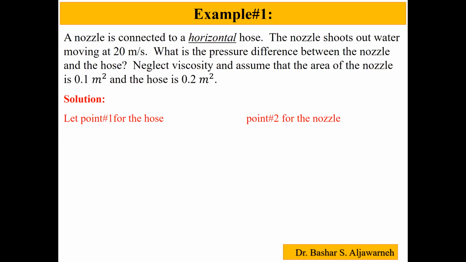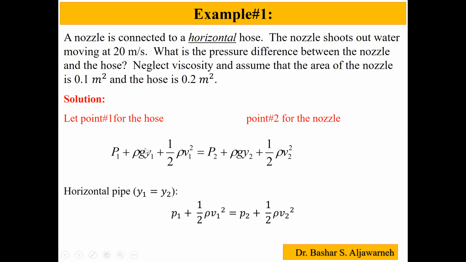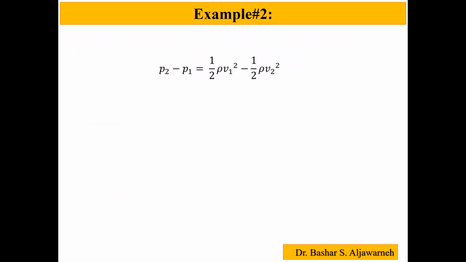Now writing Bernoulli's equation, but from the question, the tube is horizontal, so this term will cancel out with this term and you will get this one. Now the question is to calculate the pressure difference between nozzle and hose, which means pressure of the nozzle, which is P2, minus pressure of the hose, which is P1. As you can see here, P2 minus P1 equals 1/2 rho V1 squared minus 1/2 rho V2 squared.